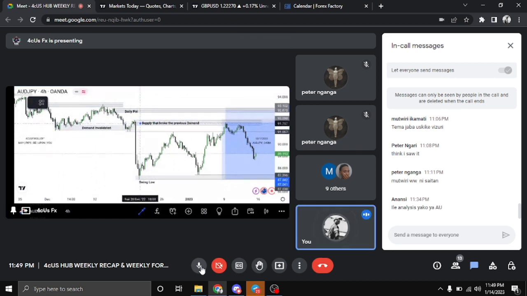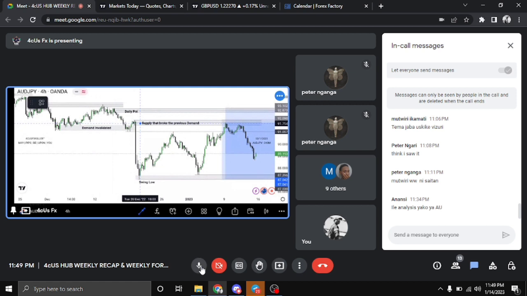Ilikuwa ule boy anaitwa Redela. Si unamjua? Redela by the way. Alisema tutrade kwa hii because this is extreme one. But aka overlook hii demand yenye ilikuwa taken out. Nakwambia uko na macho, when you pay attention to details kwa market itakuwa rare sana kupata loss.